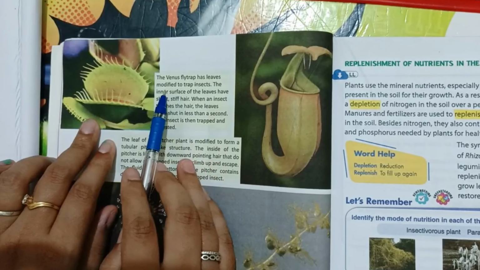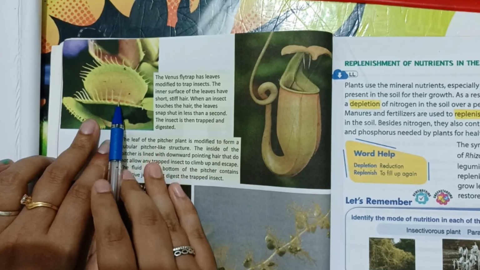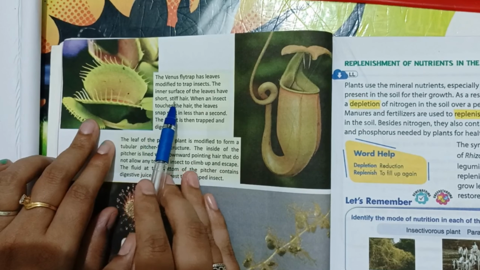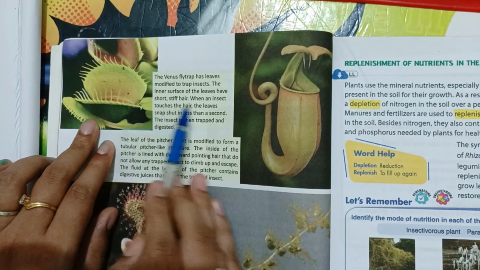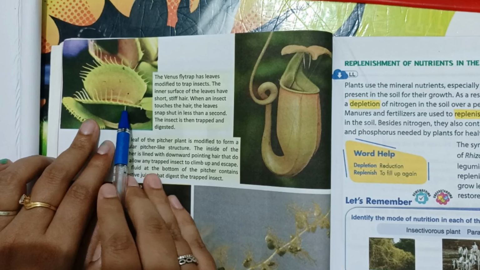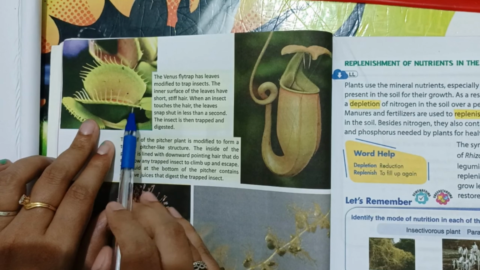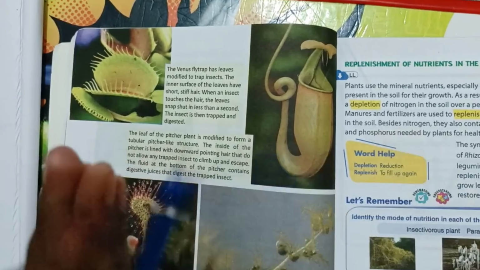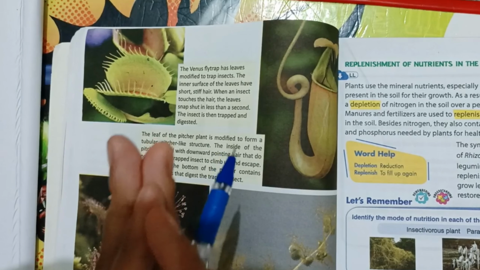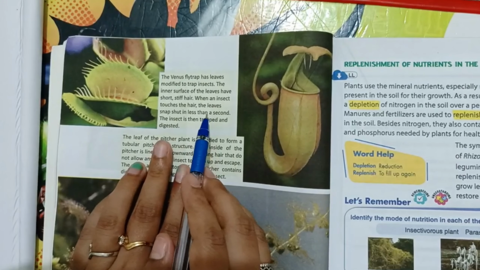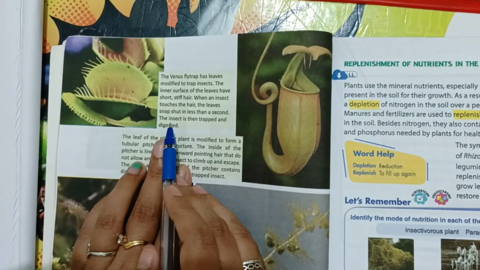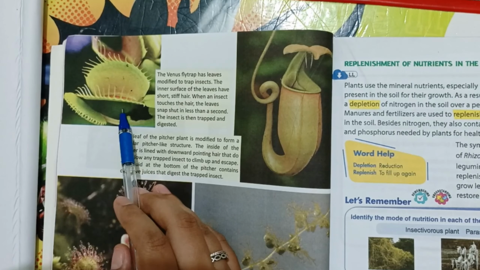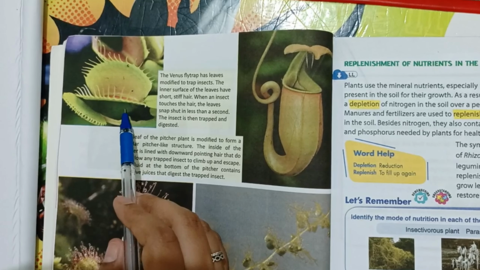And this has leaves modified to trap insects. The leaves are modified to catch hold of the insects. The inner surface of the leaves has short, stiff hair. You can see over here. When an insect touches the hair, the leaves snap shut in less than a second. When an insect is touching this hair, what will happen? It will very quickly close. The insect is then trapped and digested. So these are the modified leaves which help in trapping the insect.